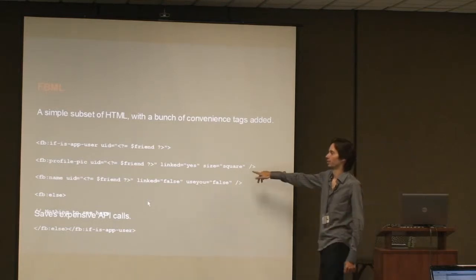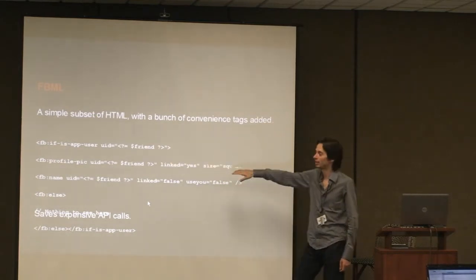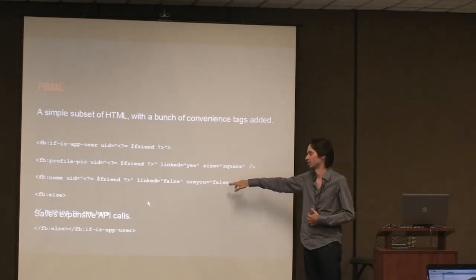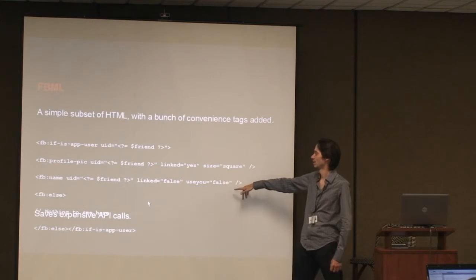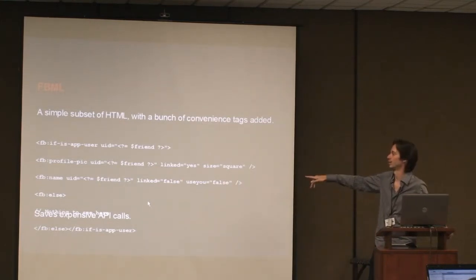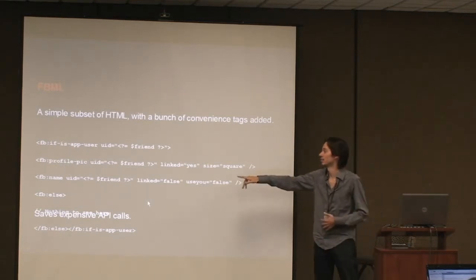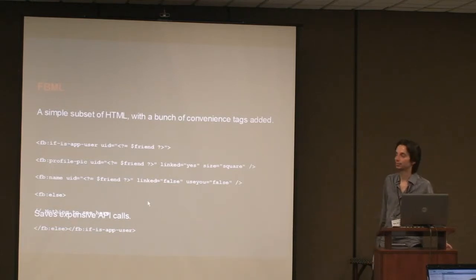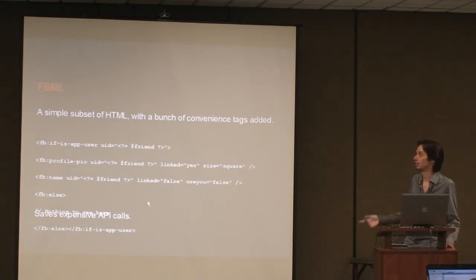By using profile pic with the UID, I just throw in the ID, which I already have, instead of making it a query. I don't care anymore what the picture looks like. Facebook will turn that into the picture using FBML. Same thing for name, and there's all sorts of parameters. Link will link it back to the profile. Use you means if it's your profile you're looking at, or your canvas page. If the name is representative of the viewer, then it will use you instead of the person's name. There's first name only, there's all sorts of nice features to that. You can make very complex pages without knowing anything about the user simply by using FBML and letting the client parse it and put the information in where it wants. There's also if loops.